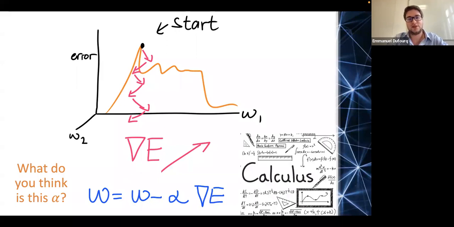The new weight is basically the old weight minus the parameter alpha, which is the learning rate, which dictates how big of a jump we make when we're optimizing. And then we multiply this by the partial derivative of the error. And this is how we will update all of the weights in the neural network.